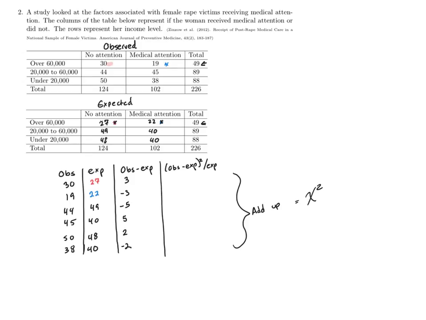Instead, I have to square them to cancel out the fact that I could have negatives there. And if I'm squaring them to cancel out the negatives, I might as well go ahead and divide by the expected in the same step. When we do this, we'll keep 3 decimal places. So for this first one, 3 squared divided by 27, I should get 0.333.